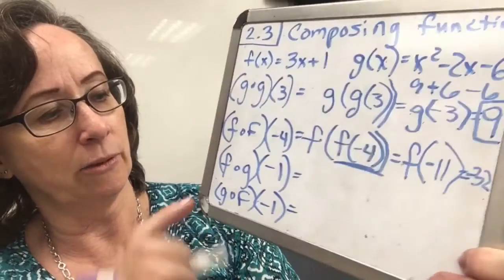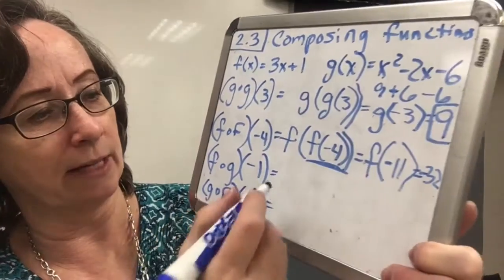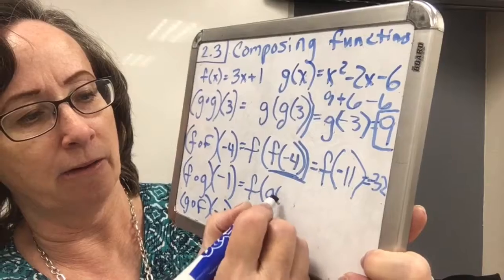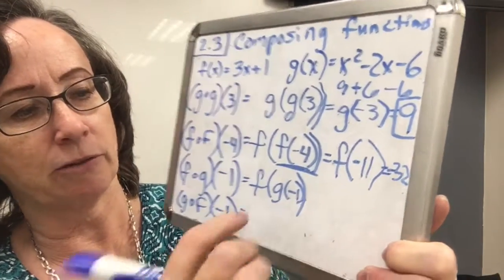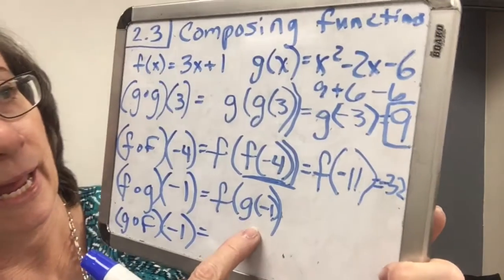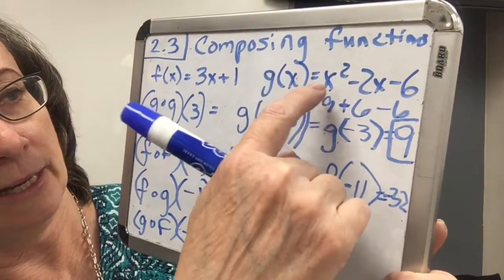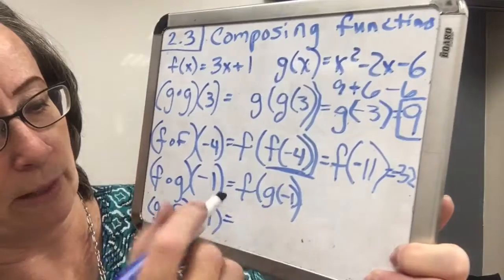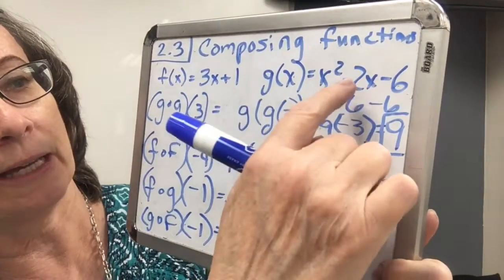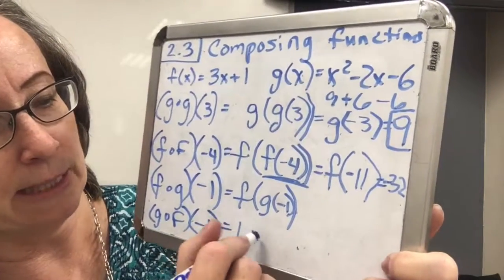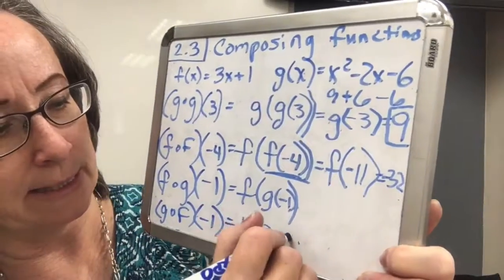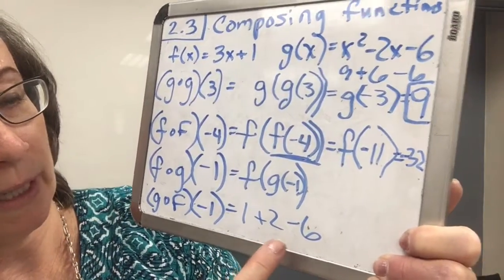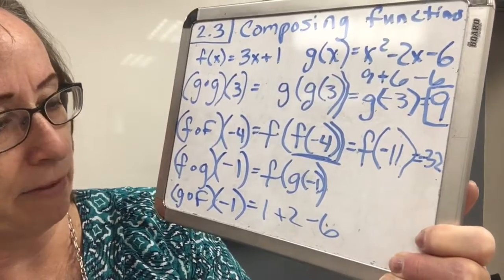All right, so now let's do f composite g of negative 1, which is going to be f of g of negative 1. So we have to go to the g function and find it here and plug in a negative 1, and we're going to get negative 1 squared is 1, and then negative 2 times a negative 1 is a positive 2 minus the 6. Okay, so we evaluate that. 1 plus 2 is 3, take away 6 is a negative 3.